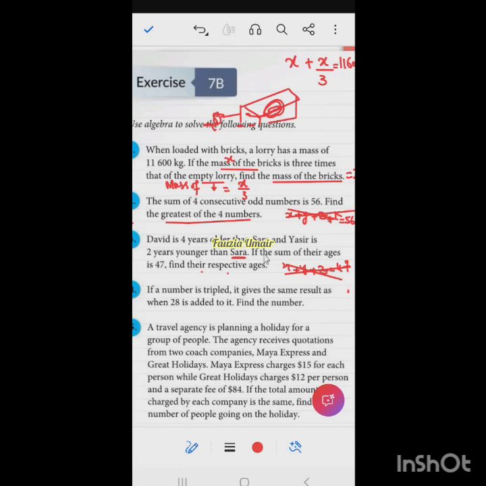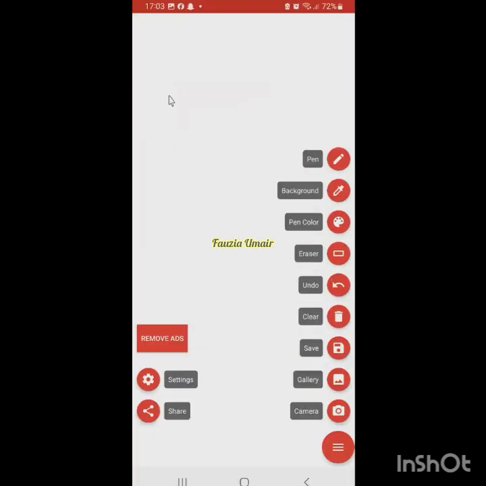Now in this question, Sarah is the common one, you can say child between these two, or common girl between these two. So we will assume the age of Sarah. Let the age of Sarah be x.